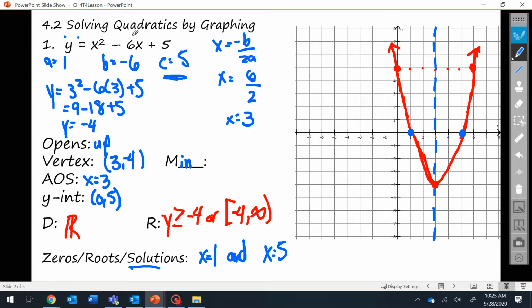1 minus 6 plus 5 is equal to 0, and 25 minus 30 plus 5 is also equal to 0. So these would be my zeros. If I plugged them each into the equation, they'd be equal to 0. They are my x-intercepts. They are my zeros. They're my solutions.